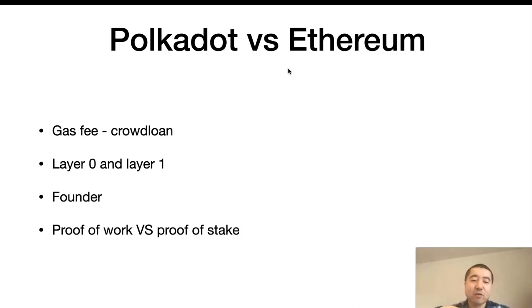Then they can rent the parachain for 2 years, for example, and then you can use that, and after 2 years you will do this crowdloan again.